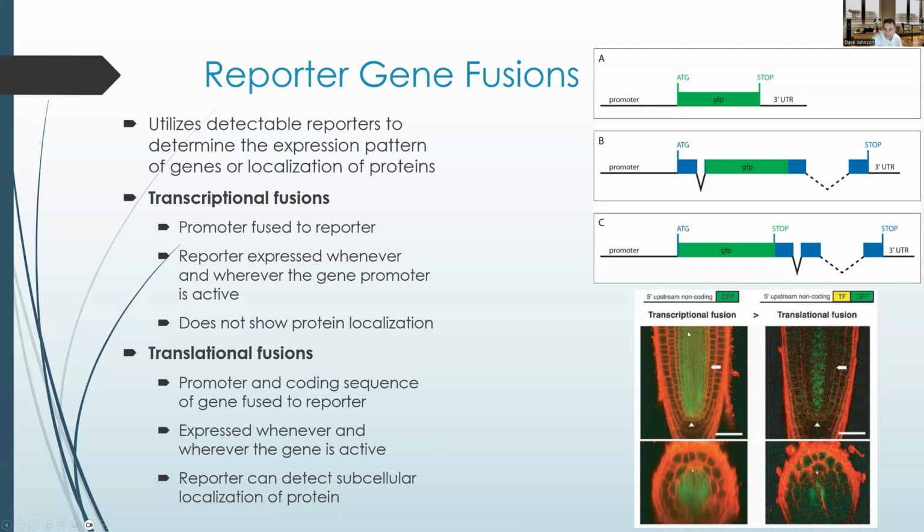So you can see right here in this transcriptional fusion, these cells in green, that's where this particular protein is expressed. Now notice the green takes up the entire cell. The reason why is it doesn't show protein localization. There's no protein here. You're just saying, hey, when is this gene promoter active?